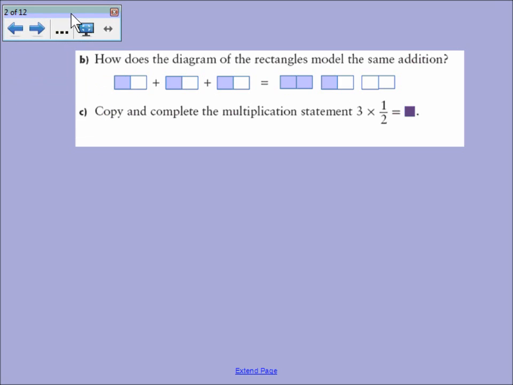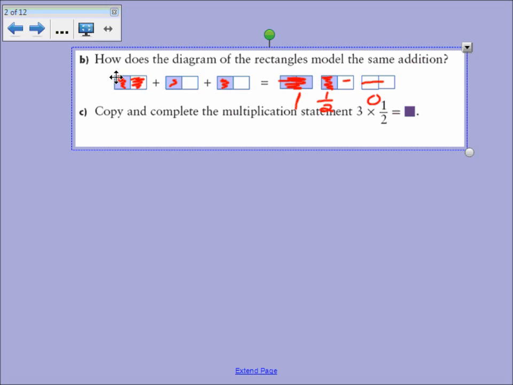So how does the diagram of the rectangle model the same addition? We've got 1/2 here, and then 1/2 plus 1/2. When we add them all up and we fill this in, we've got 1 full and 1/2 left over. So we've got 1 plus 1/2. This is nothing, and that's nothing as well. So we've got 3 times 1/2 equals 1 1/2.